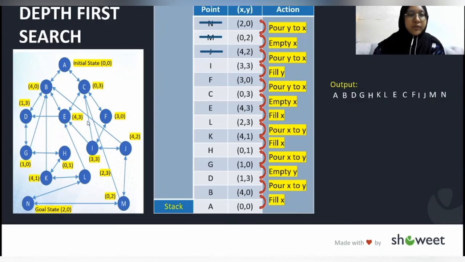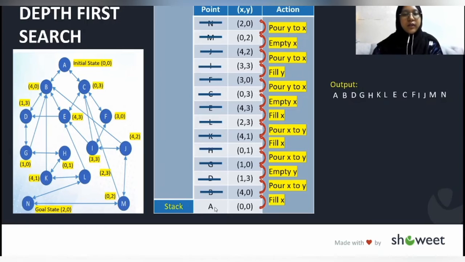So if we check back all the stack, G also already used. From B also, we can go to E and D already used. A, B already used, and C also already used. So the stack is clear and the problem is solved. Thank you.